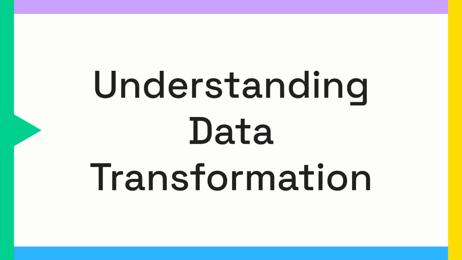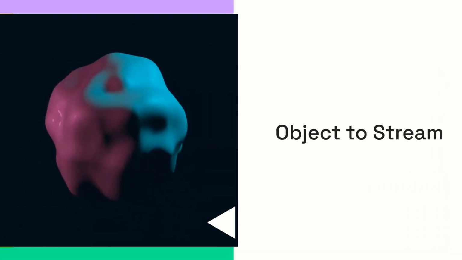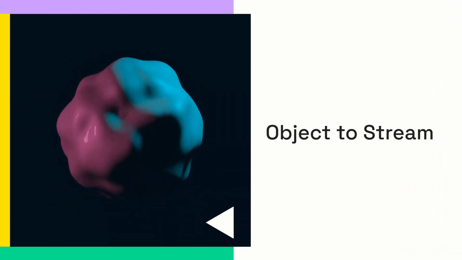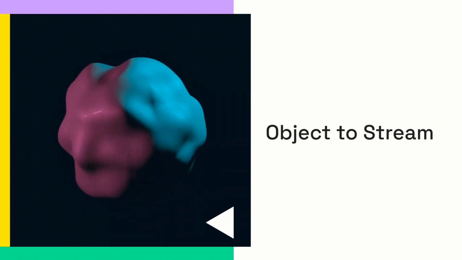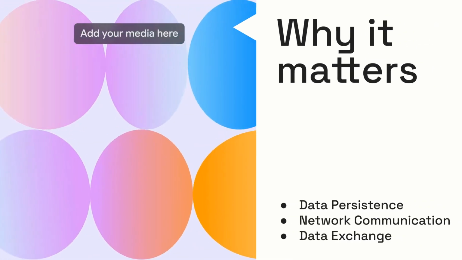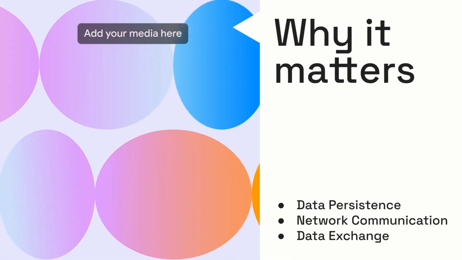Have you ever wondered how data moves between different programs, or how information is saved and loaded? That's where serialization and deserialization come in. Think of serialization as taking a complex object in your program and converting it into a format that can be easily stored or transmitted. It's crucial for several reasons.